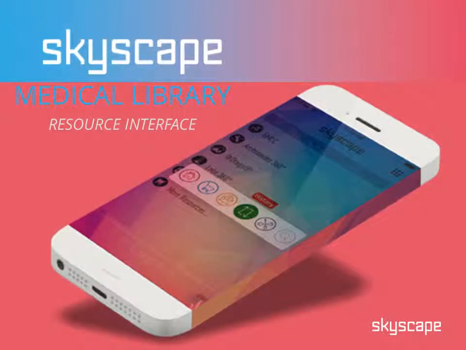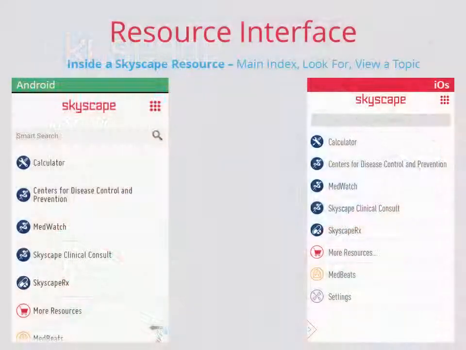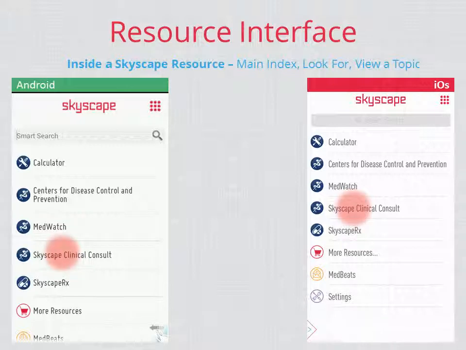Let's take a look at what a typical book resource looks like inside the Skyscape app. We will also learn how to navigate through a resource. I am going to choose one of the free resources we downloaded earlier, the Skyscape Clinical Consult. I start back at my Skyscape Home and see a listing of my resources. I see the Skyscape Clinical Consult listed and I tap on it to open it up.